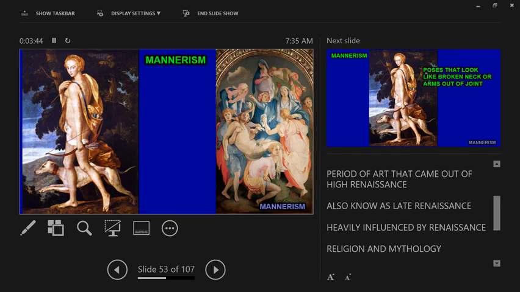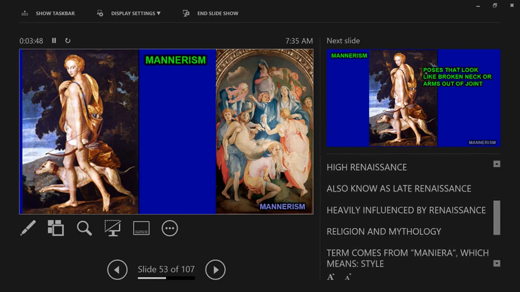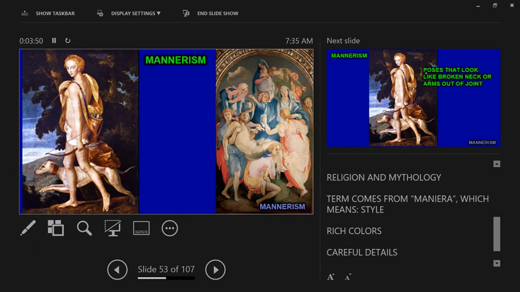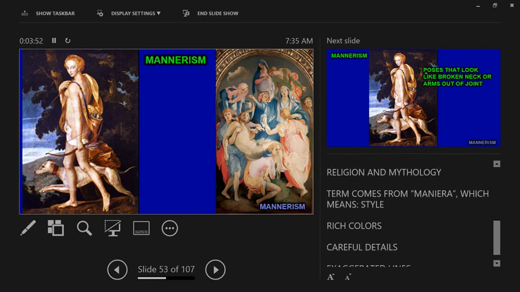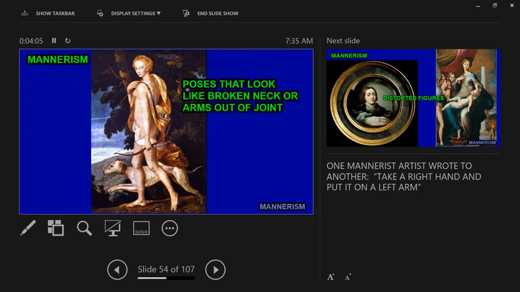Mannerism is also called the late Renaissance, but it's a period of art that came out of the High Renaissance, heavily influenced by the Renaissance. Their religion and mythology is kind of the same, but the way they go about it is different. And the term mannerism comes from maniera, which means style. All right, so one of the main ways to identify mannerism is poses that look like a broken neck or their arms are out of joint.